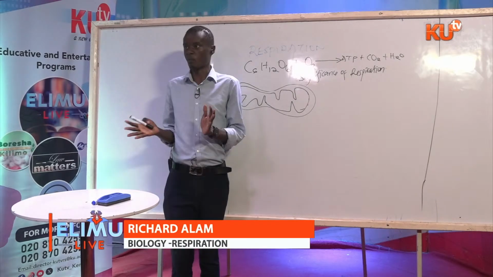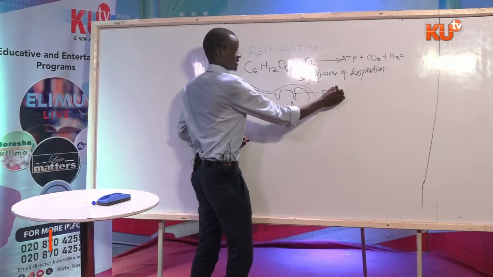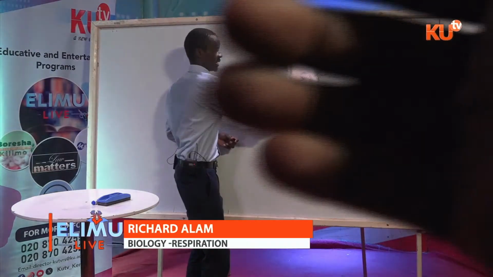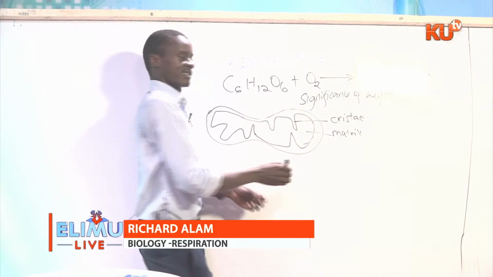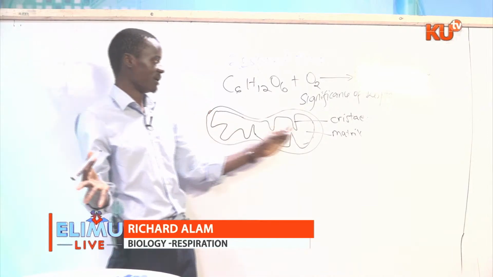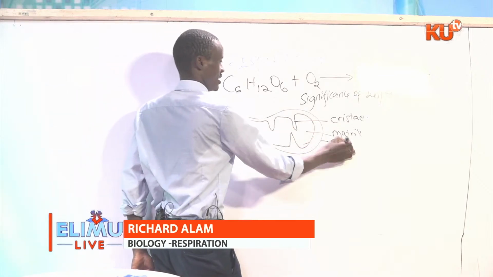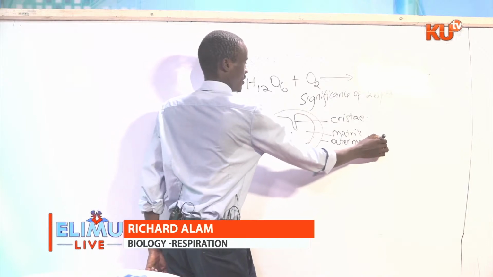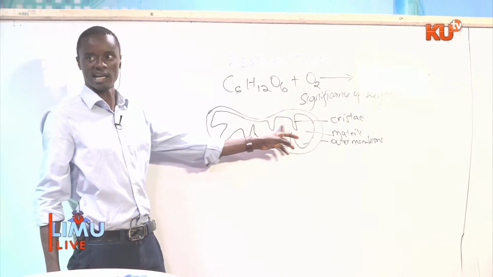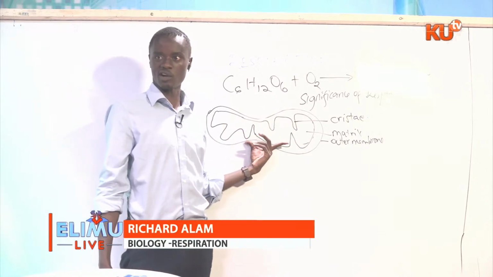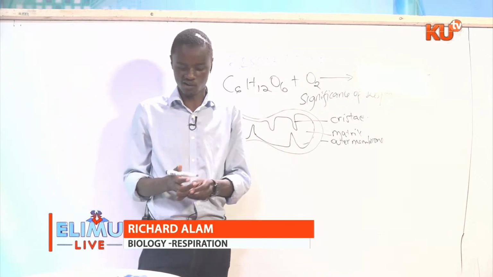Let's keep learning together. Now, let's realize this is cristae and this is the matrix. And for students, when you make your drawing, you give us the labeling on the right-hand side. This is the outer membrane. And we have the inner membrane, which is folded into cristae. Now, the function of this organelle is site for respiration.